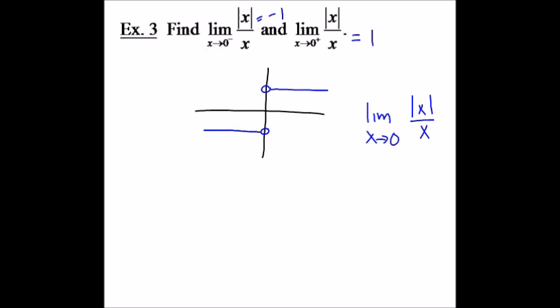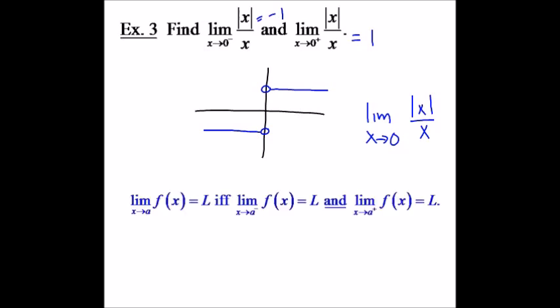What if we were asked to find the limit as x approaches 0? We'll need a theorem for that. The IFF here is an abbreviation for if and only if. If and only if means that the statement is true in both directions.